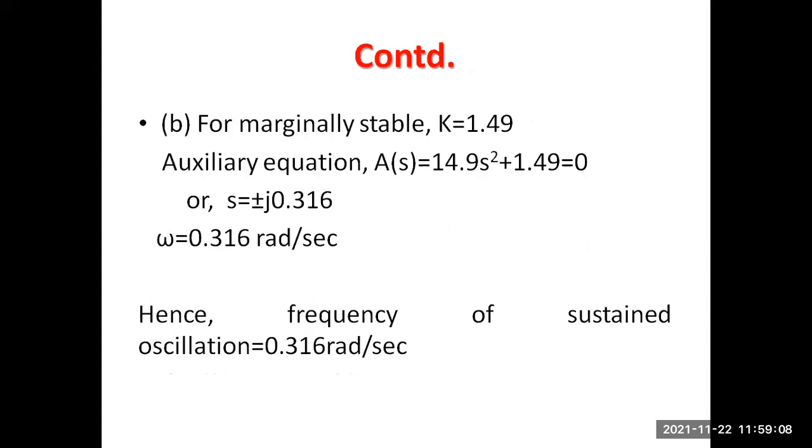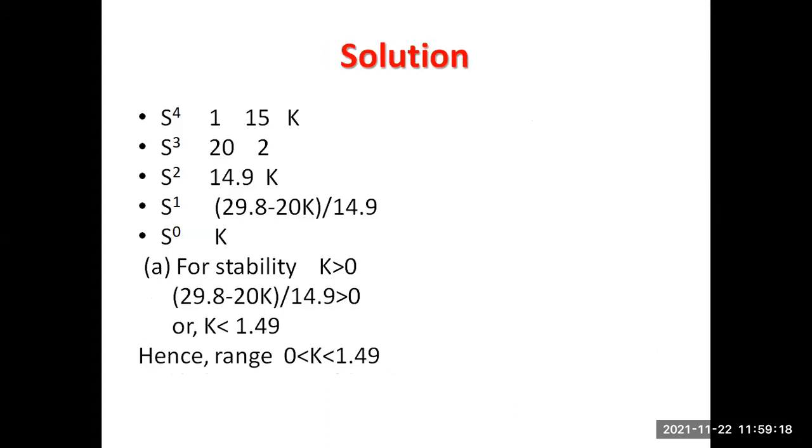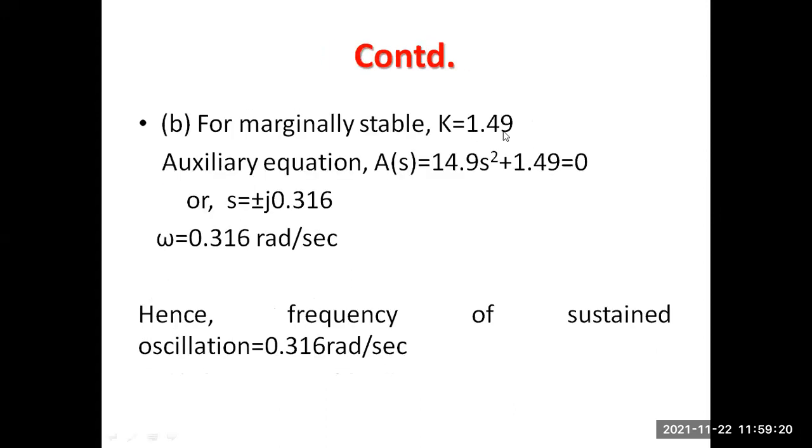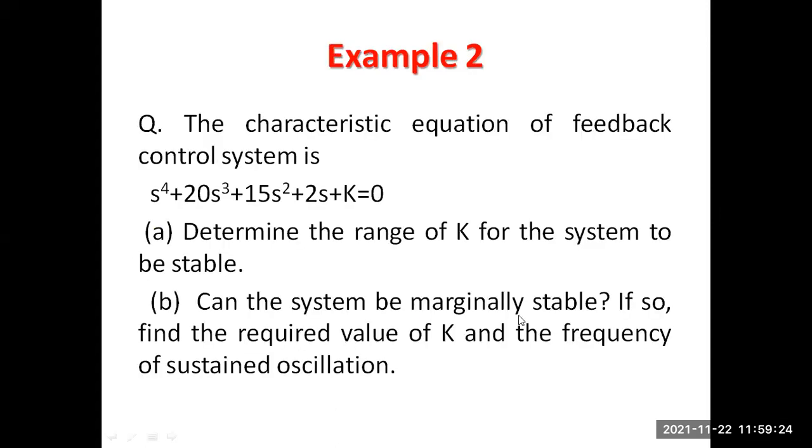No issue. Now, next part is: can the system be marginally stable? If so, find the required value of K and the frequency of sustained oscillation. So I think this you can again solve. You will take K equal to 1.49 and then you will substitute. And then from that, you will calculate the value of the frequency of sustained oscillation. Okay. So please calculate this one, the second part.